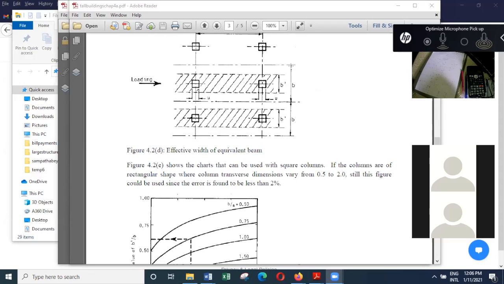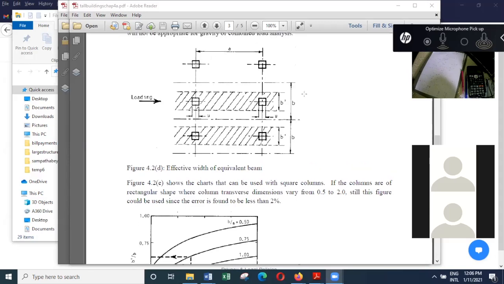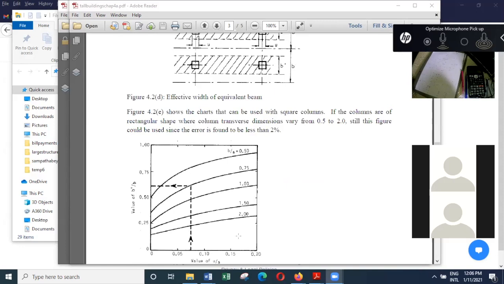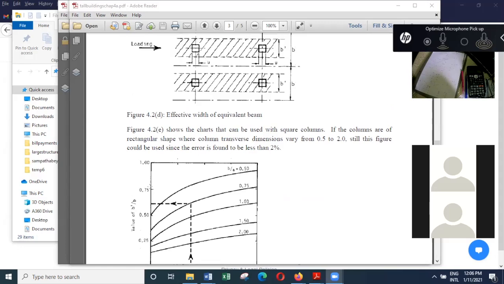So you have to find the u/a ratio, and then we also find the b/a ratio. From those you can find the b'/b ratio. And that will give the width of the slab that you have to consider for modeling when you are modeling for the lateral load analysis.